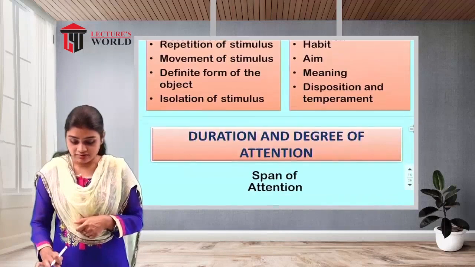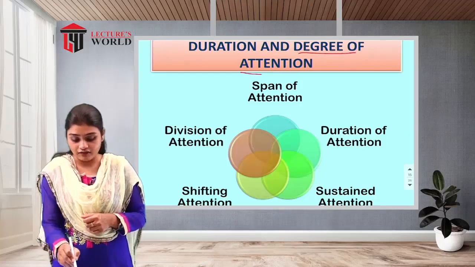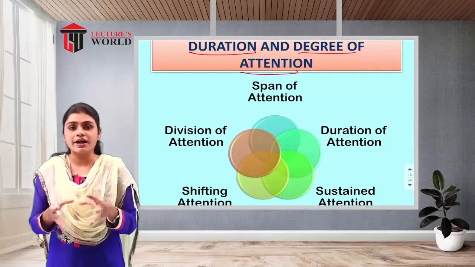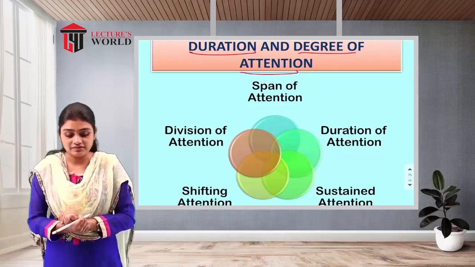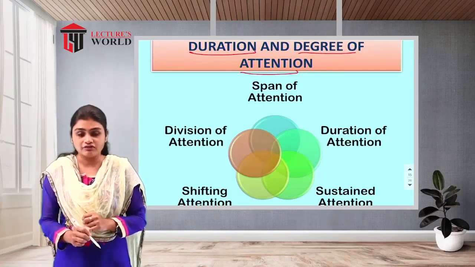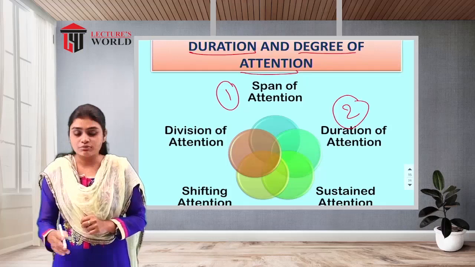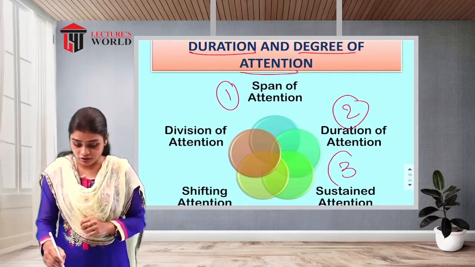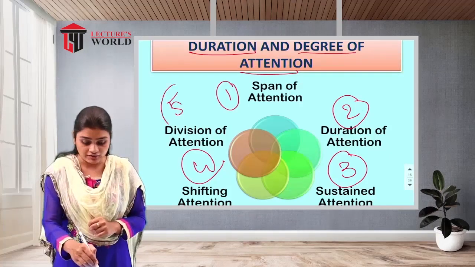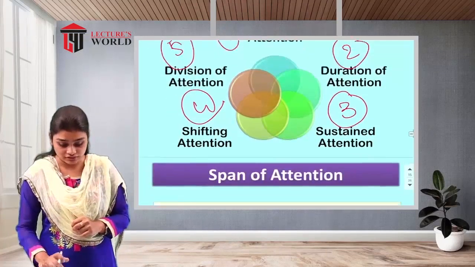After that, next we have duration and degree of attention. Duration means the minimal period of time required to give attention to something. In that we have 5 types of degree of attention. The first is span of attention, the second is duration of attention, the third is sustained attention, then we have shifting attention, and division of attention. One by one we'll see all these degrees of attention.